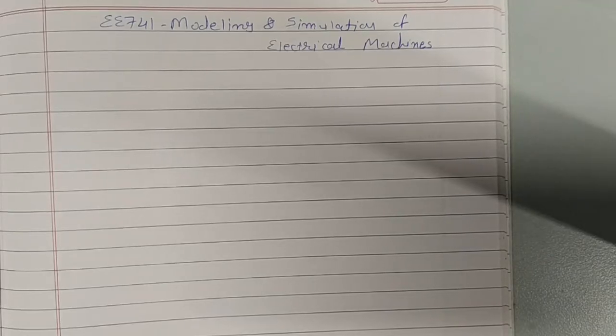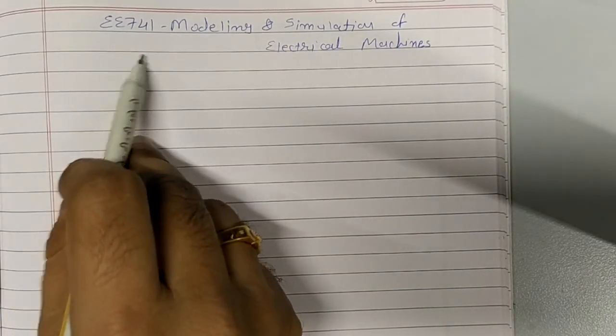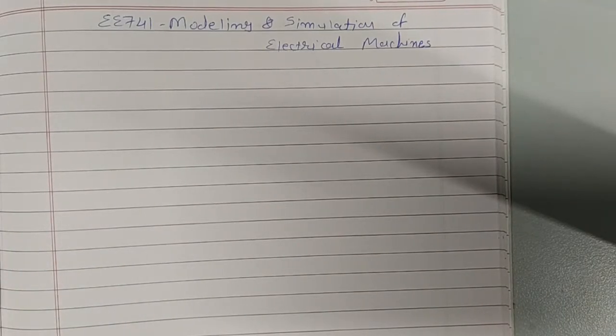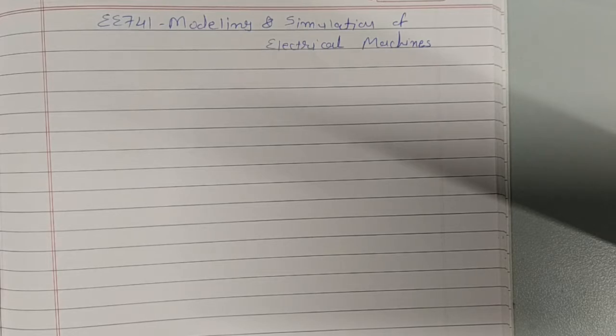Hello student, we are going to start today with the first lecture of the course Modeling and Simulation of Electrical Machine. The course code is EE741 and the total credits for this course is 5: 4 credits are for theory and 1 credit is for practical. So in total you will have 4 lectures per week and 1 laboratory session.